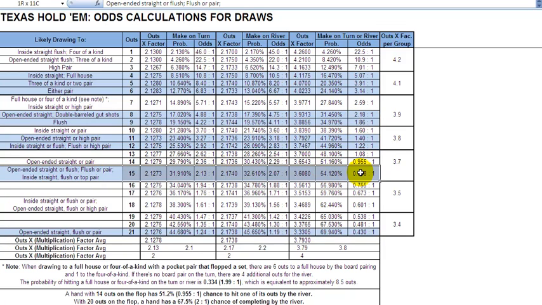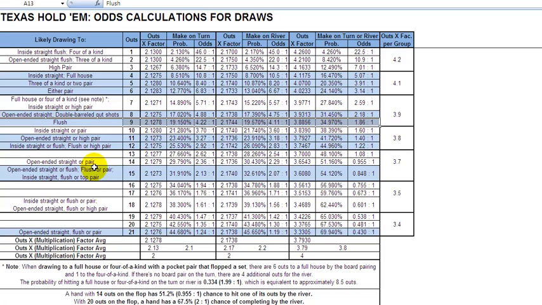What I want to look at here is this one. Same scenario. You've got the flush draw and the ace king. So you've got the flush draw and two overcards. So basically here, an open-ended straight or a flush or a pair, or an inside straight, flush or top pair. Okay, so this flush or top pair is the last scenario, and that's where you've got basically nine outs, right, for the flush, plus 6 outs, okay, for the ace or the king. All right, that's going to give you a total of 15.